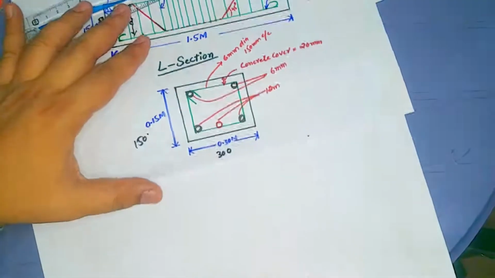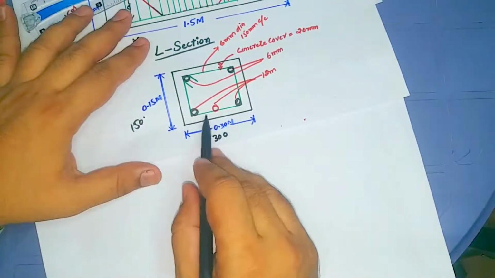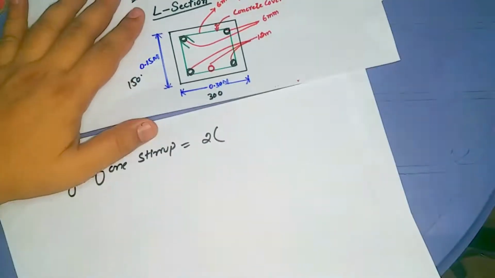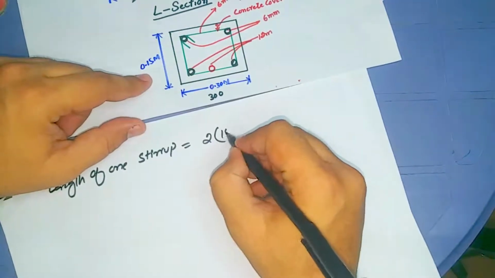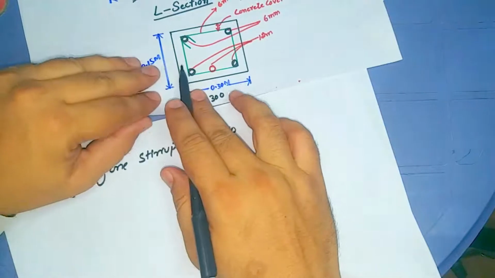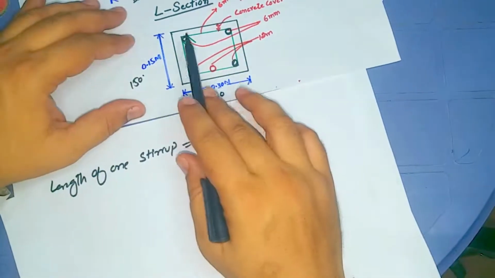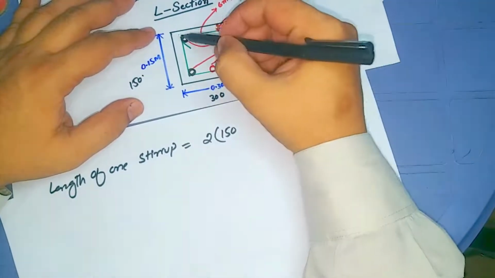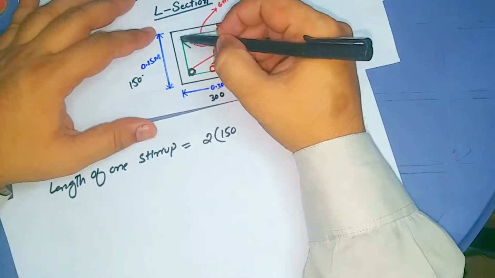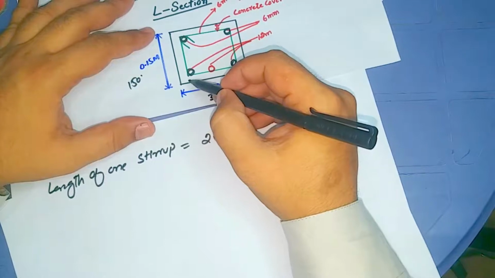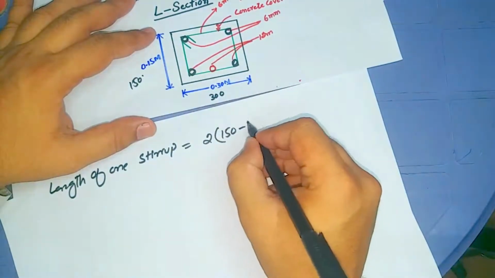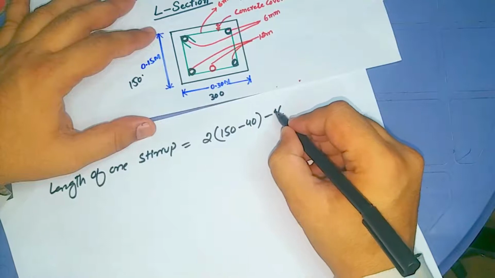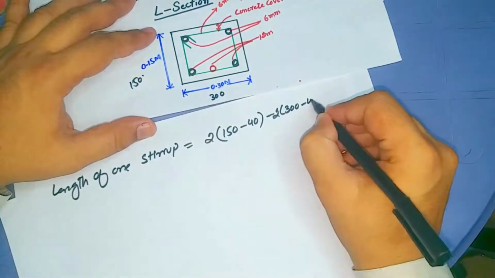So the section is 300 mm from one side and 300 mm from the other side, and the concrete cover will be deducted from both sides. 150 for this side and 150 for this side, but its length will be calculated once in this vertical direction. So the 20 mm concrete cover will be deducted from the upper side, and the 20 mm concrete cover will be deducted from its lower side.